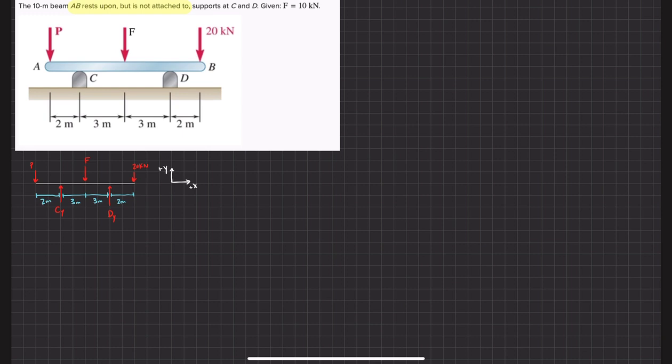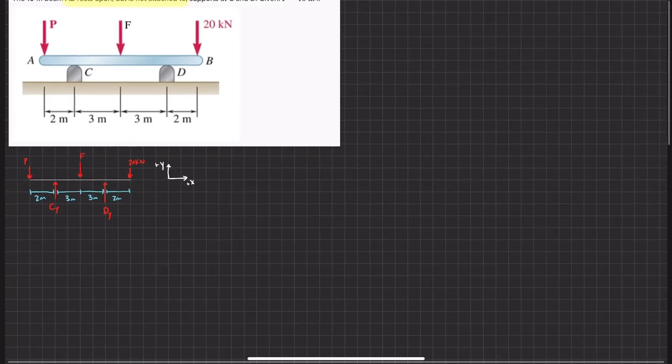So what we can do is take the moment about C to eliminate C of y from our equation and get an equation in terms of P and D of y. And then, in the next step, we can also take the moment about D and get an equation in terms of P and C. I'll start showing the steps for that, and then I'll explain afterwards what we're doing.